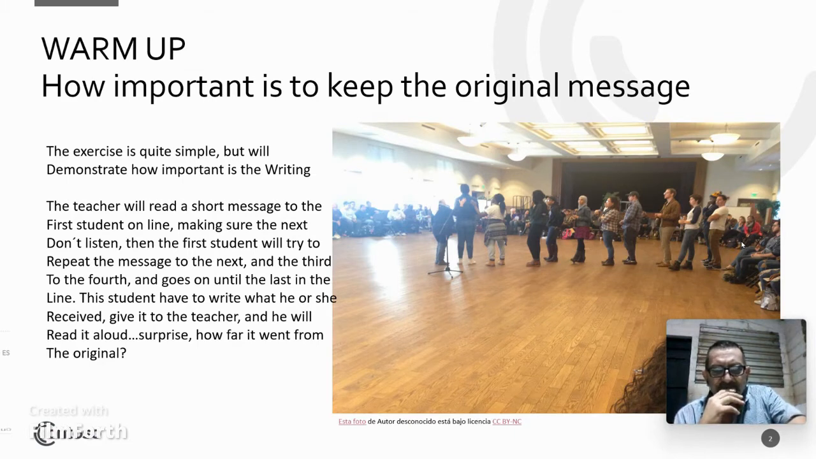The teacher will read a short message to the first student online, making sure the next don't listen. Then the first student will try to repeat the message to the next and go on and on, from the third to the fourth to the fifth, etc., until the last in the line has received the message. This one is going to repeat it to the teacher, and the teacher will write it down and read it for the class.